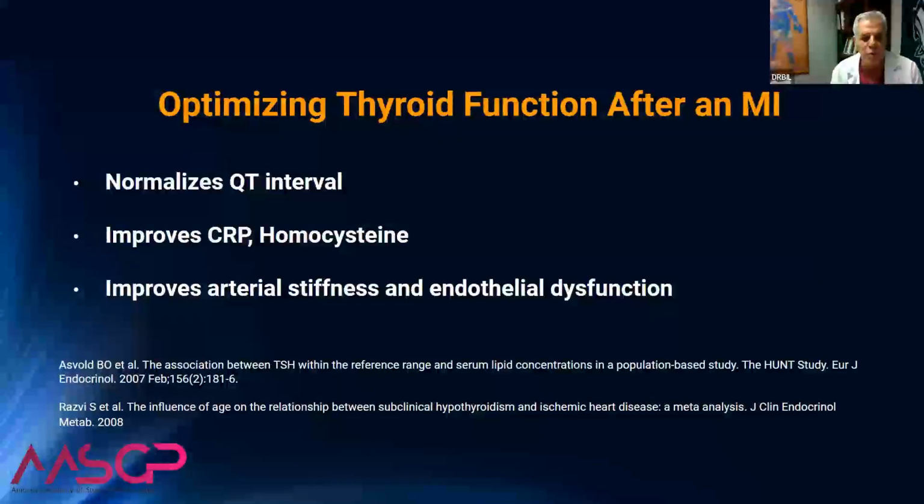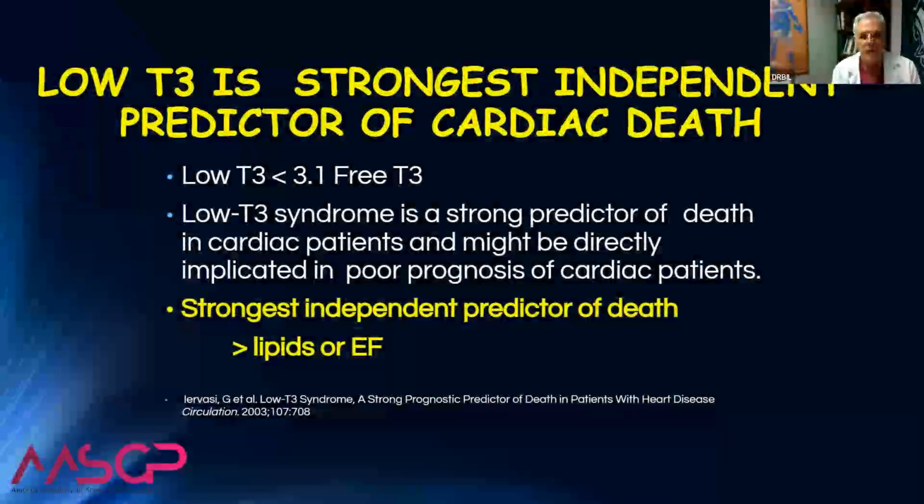Optimizing thyroid function normalizes the QT interval. It improves C-reactive protein and homocysteine, and it improves arterial stiffness and endothelial dysfunction. Low T3, defined here, at least in this study, as less than 3.1, was the strongest independent predictor of cardiac death, even greater than lipids or ejection fraction.